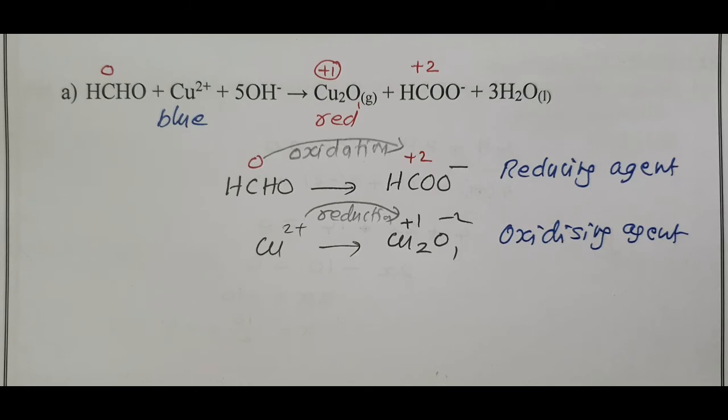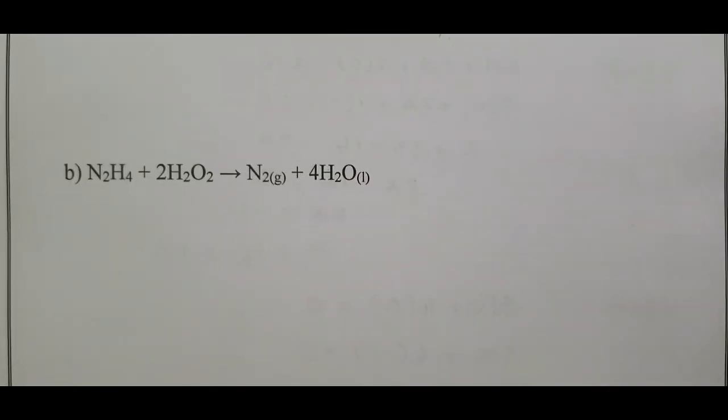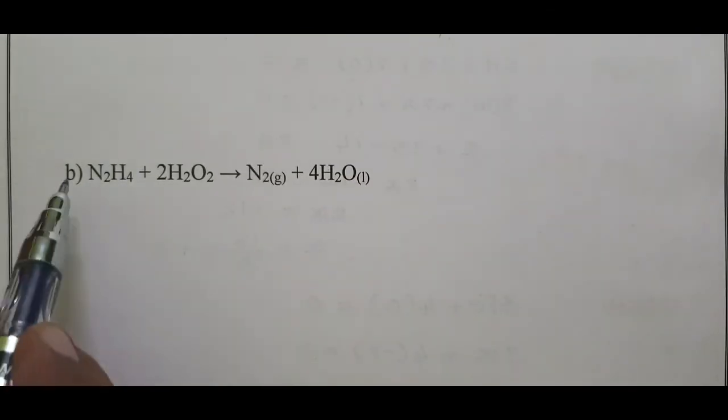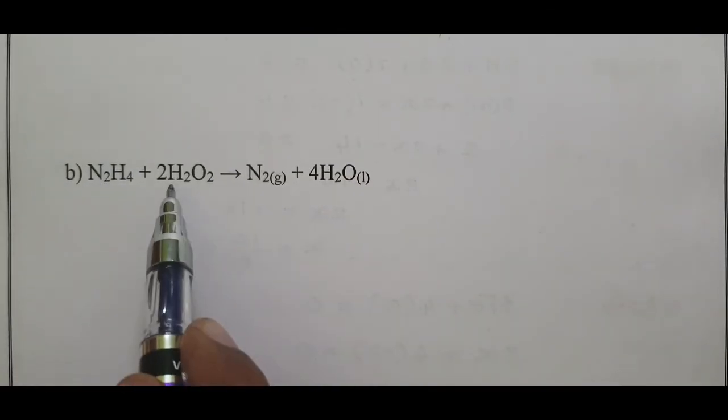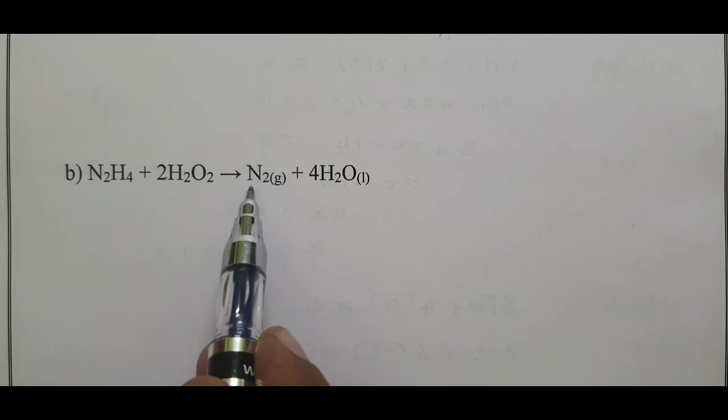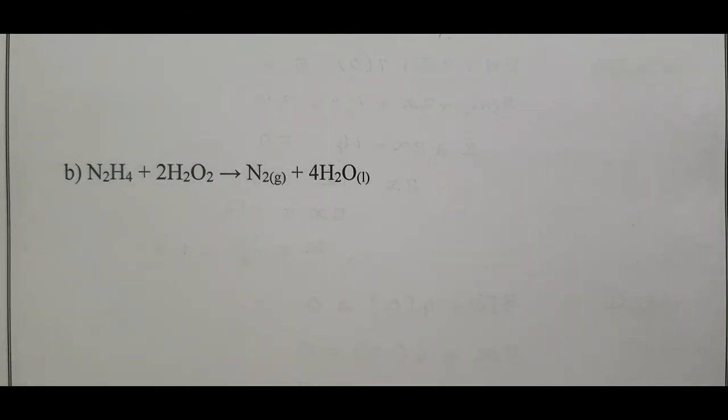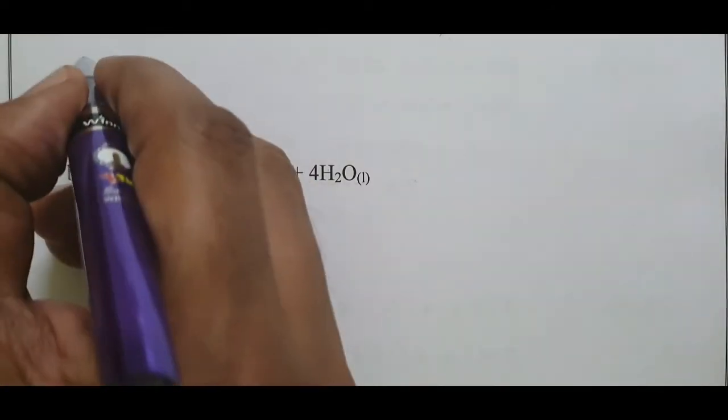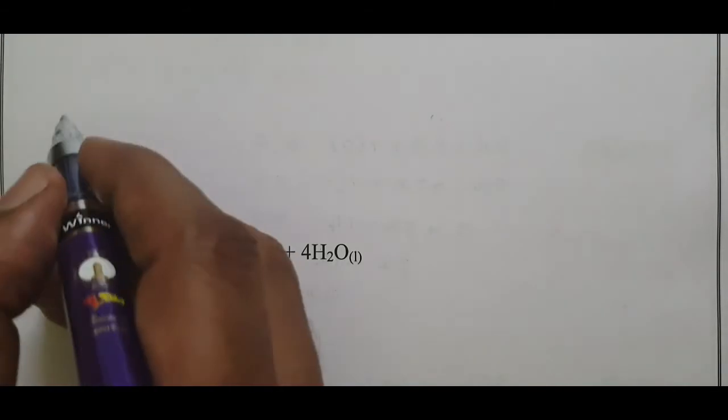Now come to the second equation. Hydrazine N2H4 and hydrogen peroxide give dinitrogen and water. Now first determine the oxidation state of nitrogen in hydrazine, N2H4.